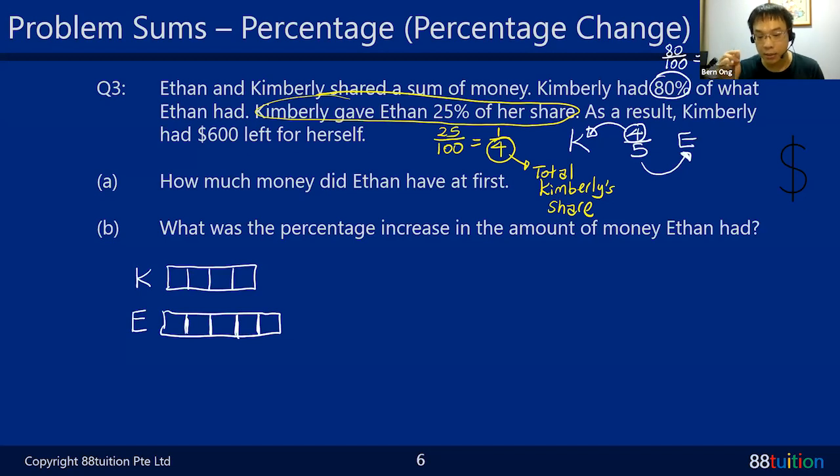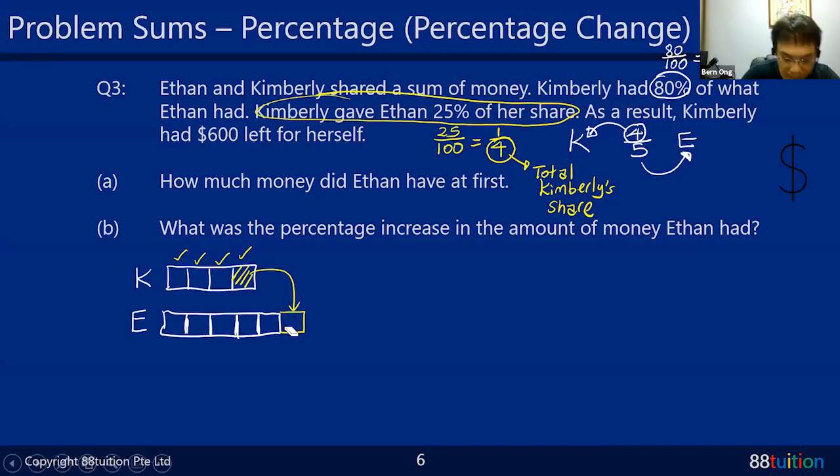Can you understand the fraction or not? Kimberly gave Ethan 1/4, 1 over 4 of her share. Means that she got 4 units, 1 of it is given to Ethan. Nice. Kimberly got 4 units. So give 1 to who? Give 1 to Ethan. Nice. Can you see or not? All right. So 1 of it is given to Ethan.